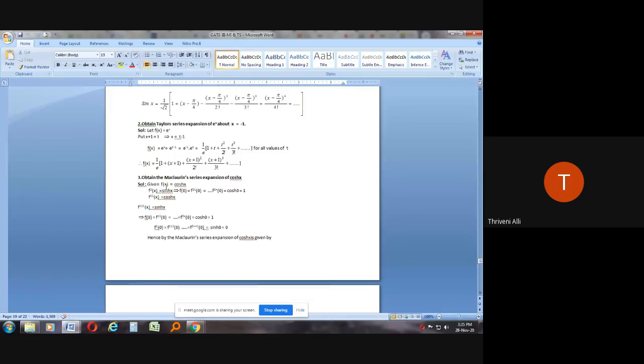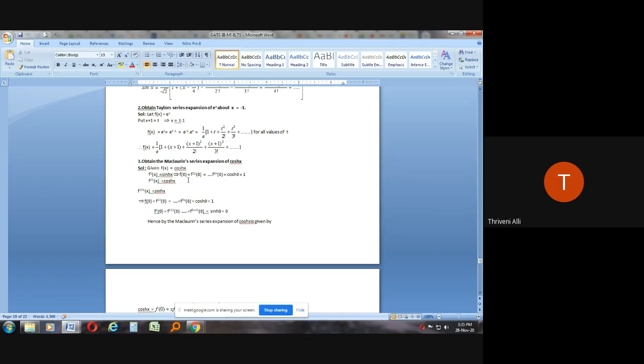Next, Maclaurin series is simply when we take a equal to 0 in place of a. They ask for the expansion of cosh x as a Maclaurin series, so we take a equal to 0. What is f? f is cosh x. We know the hyperbolic function formulas: the first derivative of cosh x is sinh x, and the second derivative is cosh x.